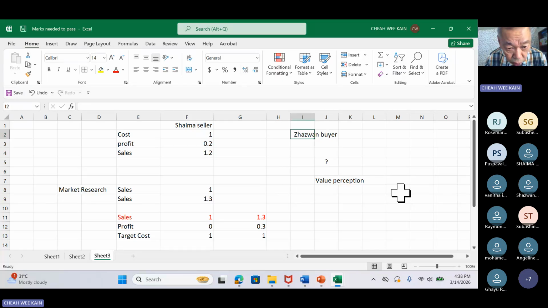It's the same as you, Shaima. When you go to the supermarket to buy things, do you care about the seller's cost and profit? You only care about the price and the quality. In other words, you only care about value perception. So why is the seller having the sales price formula based on cost and profit, whereby the buyer doesn't care? If the buyer doesn't care about these things, then why are you having the sales price controlled by these two things? That is the issue.